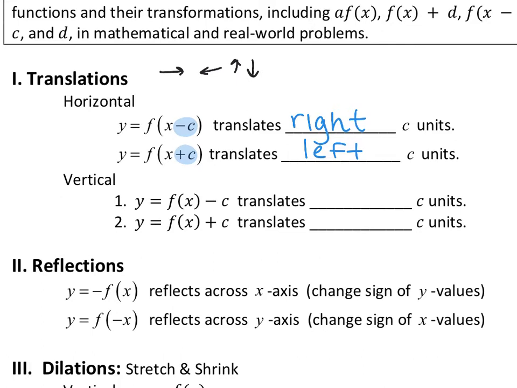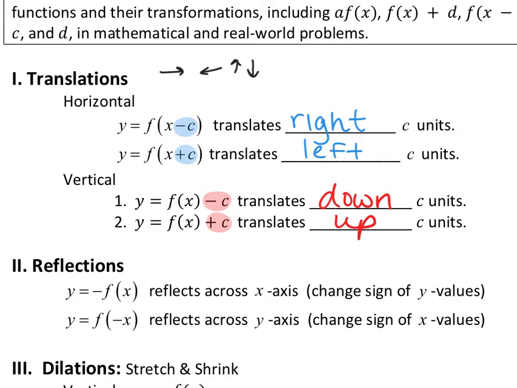We can also transform graphs, moving them up and down. This is still adding and subtracting. However, it is no longer inside the function. It's going to be outside of the bars, outside of the square root, outside of the parentheses, whatever we're using. If we do -c, it's down. And if we do plus some number, it's up. Doesn't matter what number or letter is used. I used C on all this paper, but sometimes it's H and K.